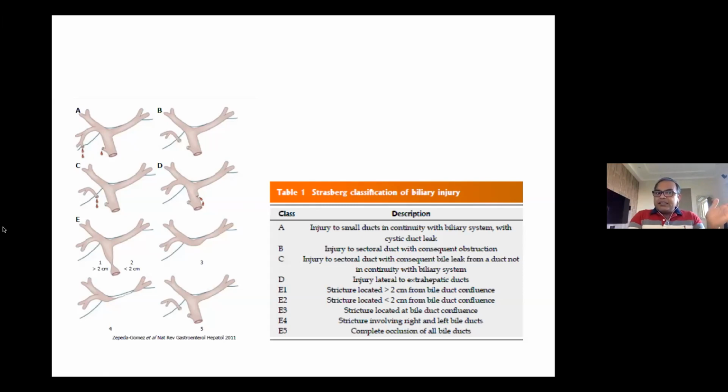Type 3 is it gets separated and it gets dilated. Type 3B is it gets dilated. Type 3C is when it keeps on oozing the bile from a separated sectoral duct. And type D is in the extrahepatic ducts. Type E is basically when it is associated with the strictures also. So type A to D is the acute injuries. Type E is the same sort of the Bismuth classification what we have seen.